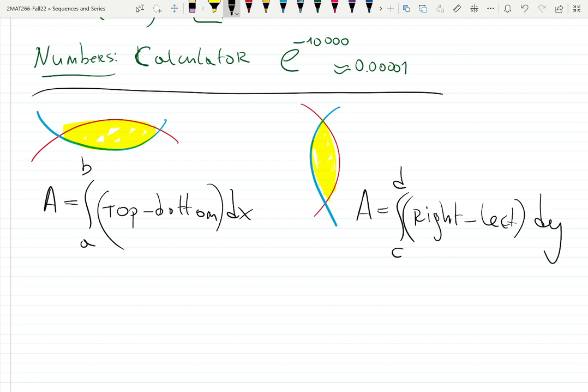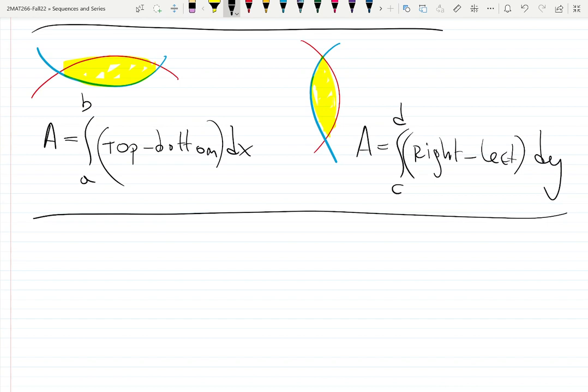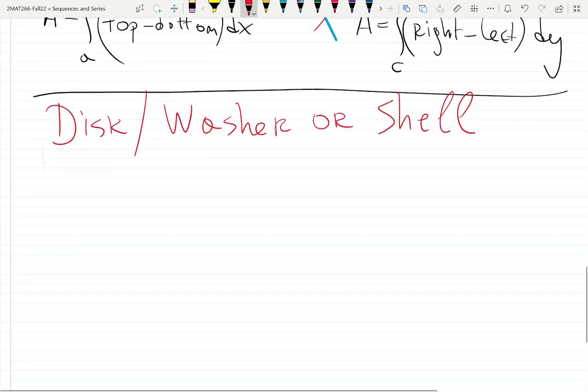Now this has lots of applications, as you know, and we're moving to volumes, your favorite topic. This is disk, washer, and shell. You will have 3 problems on that. 3 problems on the test out of 14. That's quite a lot. It's a quarter just on the topic of disk, washer, or shell. Most of the problems, I tell you which method to use, except for one. On that one, you actually have to be creative and you need to know how to distinguish.